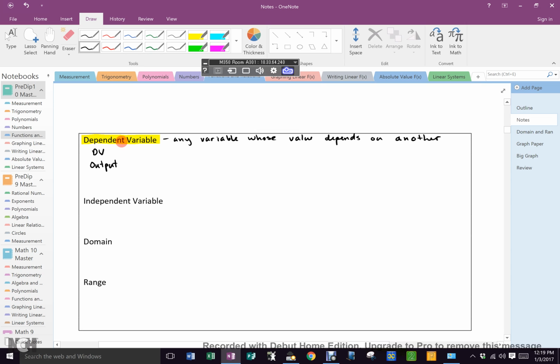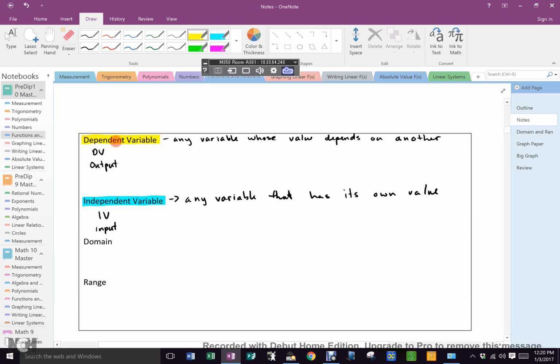Everybody with me? All right, now the independent variable must be what? Any variable that has its own value. And we're going to do examples of this in a minute, and I'm going to explain it to you. I abbreviate that as IV, and I call it the input. Don't worry about it. I haven't explained it yet, so stay cool. Some of you may already know it, and that's fine.